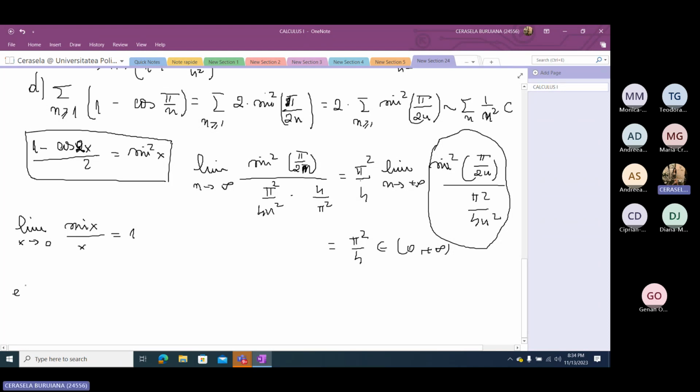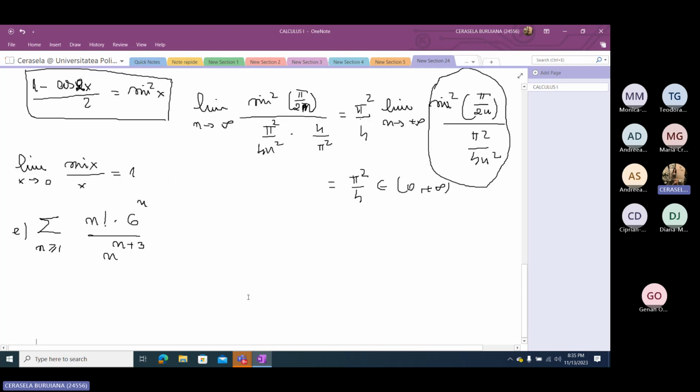All right, the next one. Let's take, for instance, the series of general term n factorial times 6 power n, everything over n power n plus 3. Let's see what we can do here. We can use the ratio test. Good, yeah, we can use the ratio test. Good. Let's do it.